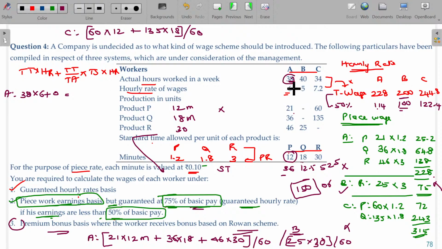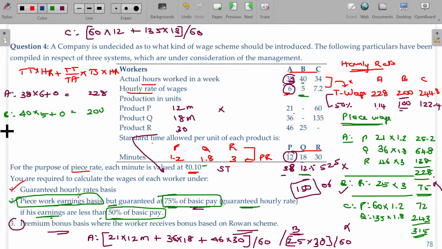Per hour 6 rupees. Time taken is 38 now. Anyhow, 38 also matching that, so we don't have any savings. Zero. So the salary being 228. In case of B, 40 is the time taken and the hourly rate being 5 rupees. Standard time for the job is only 12 and a half, so there is no premium for him. So the final value being 200.